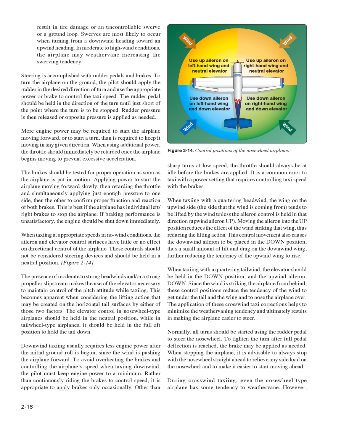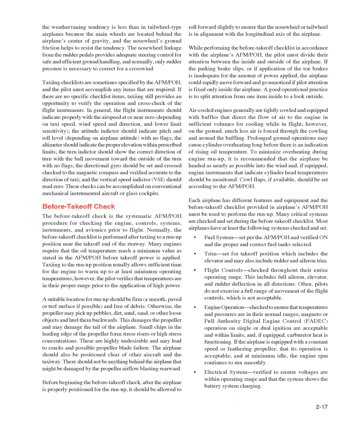During crosswind taxiing, even the nosewheel type airplane has some tendency to weather vane. However, the weather vaning tendency is less than in tailwheel type airplanes because the main wheels are located behind the airplane's center of gravity, and the nosewheel's ground friction helps to resist the tendency. The nosewheel linkage from the rudder pedals provides adequate steering control for safe and efficient ground handling, and normally, only rudder pressure is necessary to correct for a crosswind.